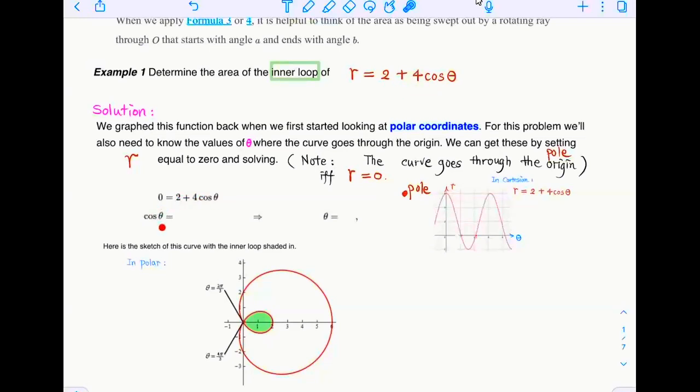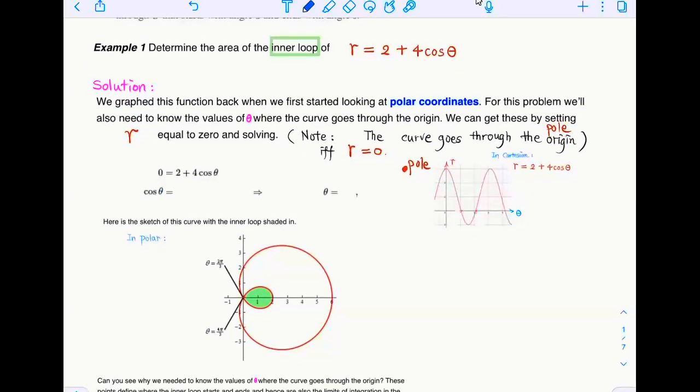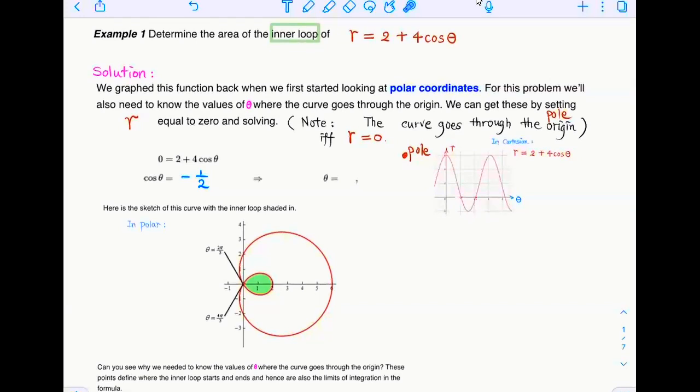Now, solving this, cosine theta equals what? Is it negative 1/2? No, it's negative 1/2, right? Cosine theta equals negative 1/2. And because we finish one period when theta goes from 0 to 2 pi, let's think about the solution for this trig equation when theta goes from 0 to 2 pi. What does theta equal to?